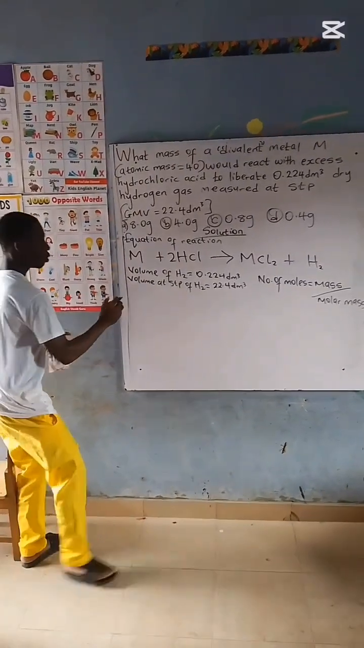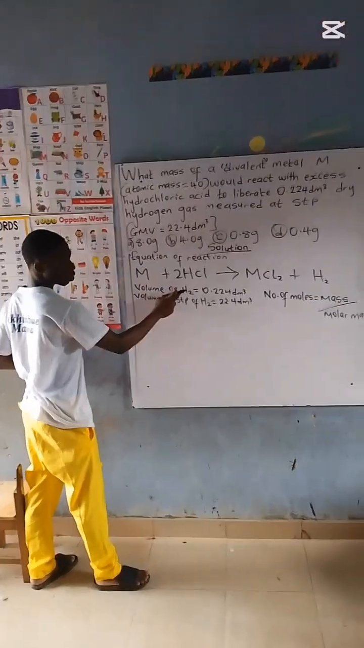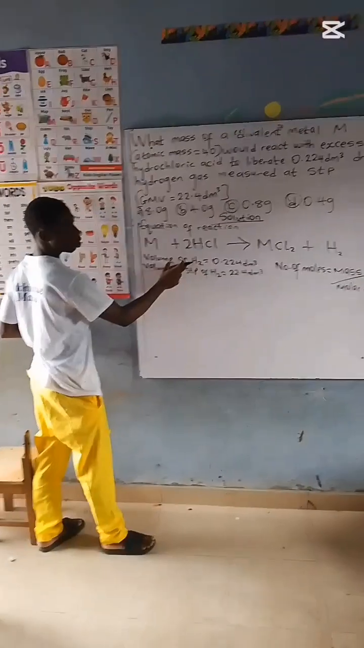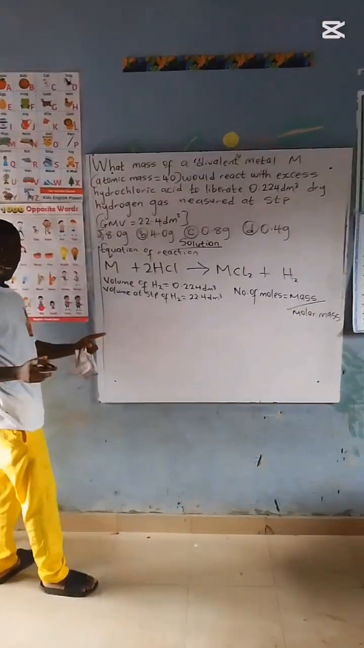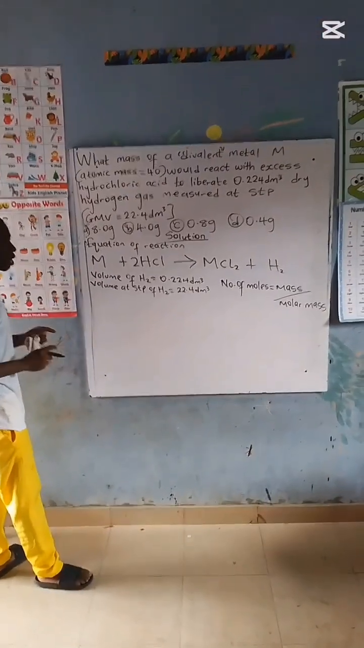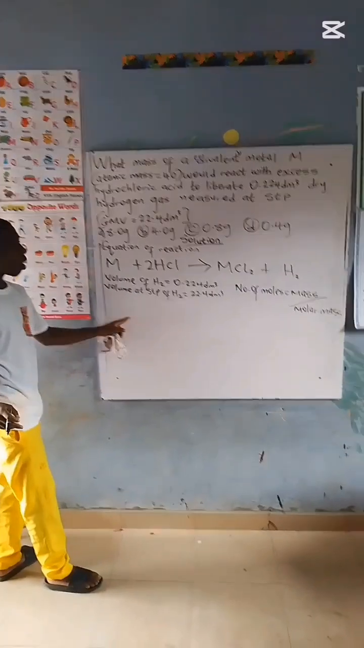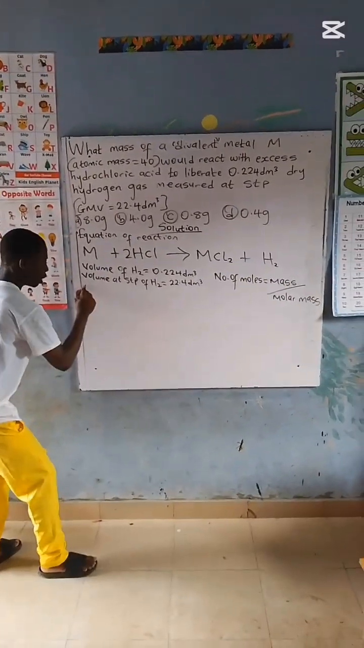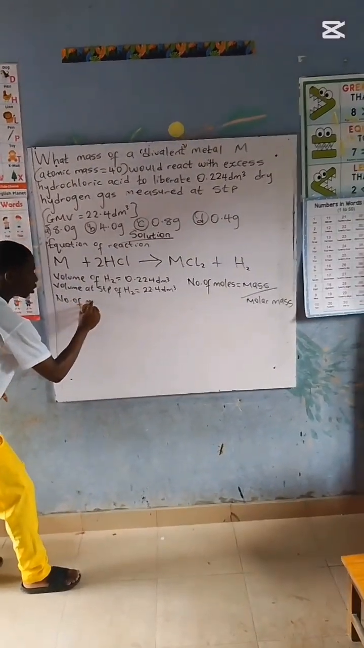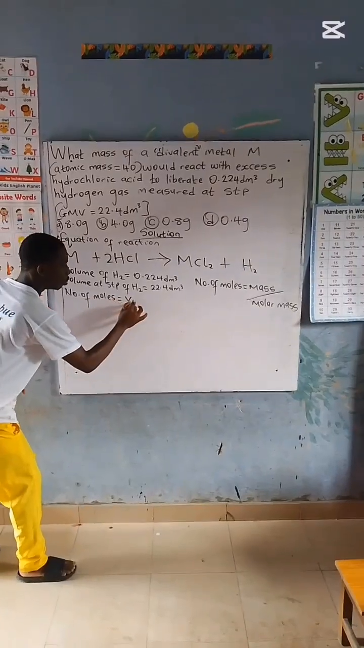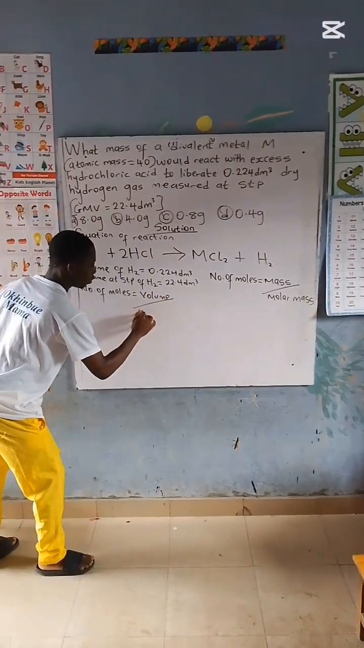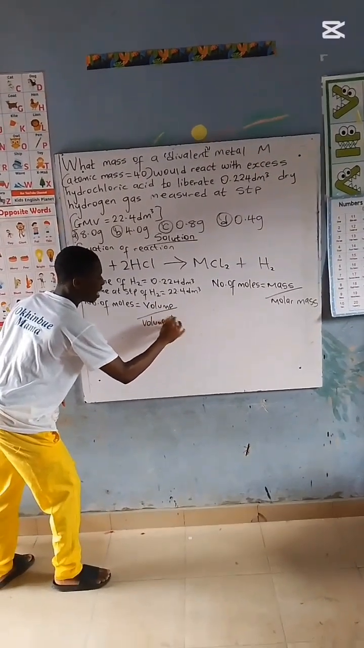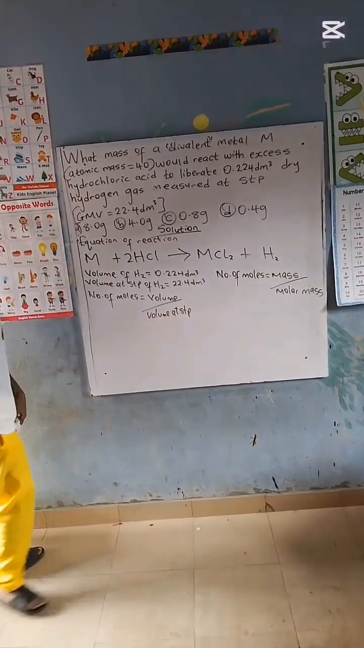How? Now, we are given the volumes, both volumes: the volume at STP and the volume of hydrogen gas. So let's find the number of moles first of hydrogen gas. Now, what formula will relate number of moles and these volumes? Number of moles is equal to volume over what? Volume at STP.